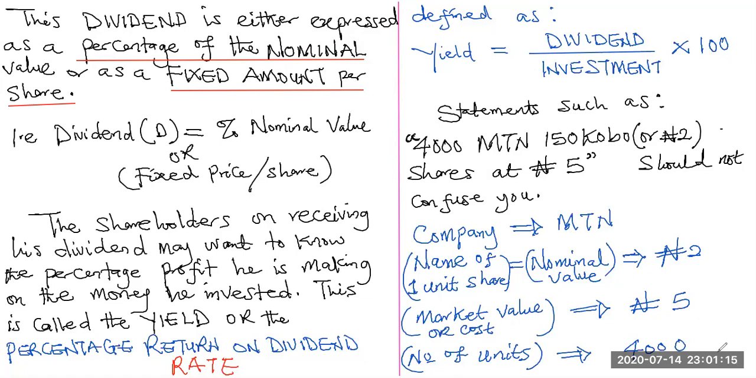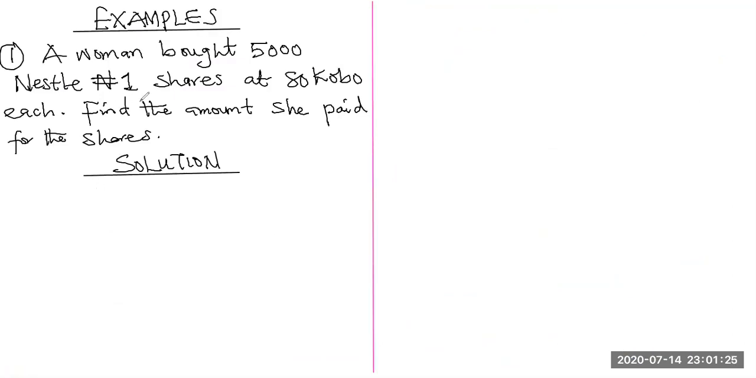So let's look at example number 1. We are asked that a woman bought 5,000, that's the number, of the company's 1 naira shares, that's the name of the shares, the nominal value, at 80 kobo each. Find the amount she paid for the shares. So she's already buying at a discount of 20 kobo. So we are now looking for the cost price.